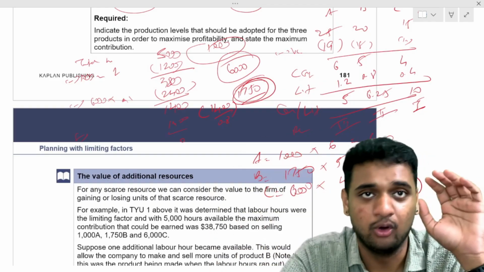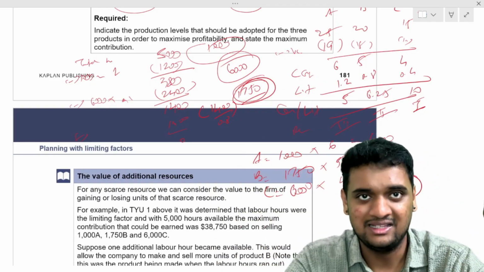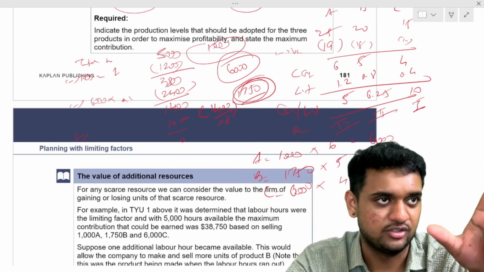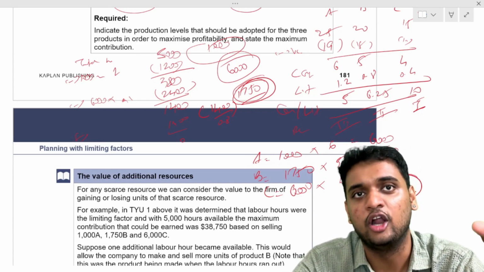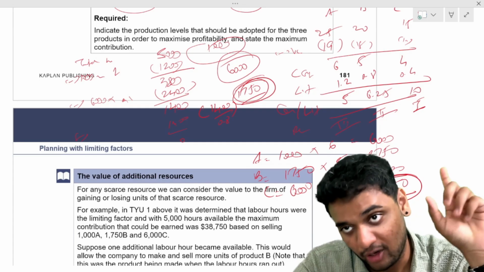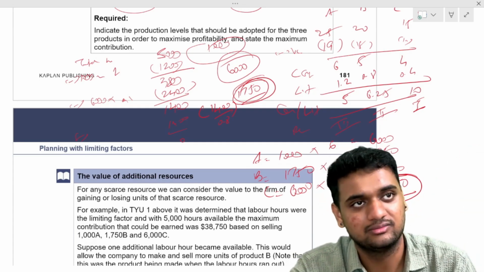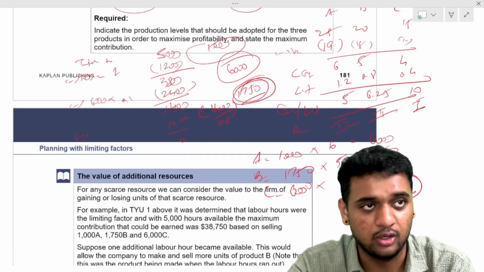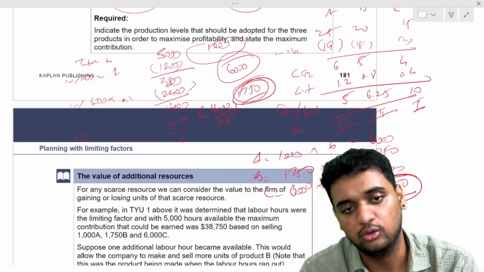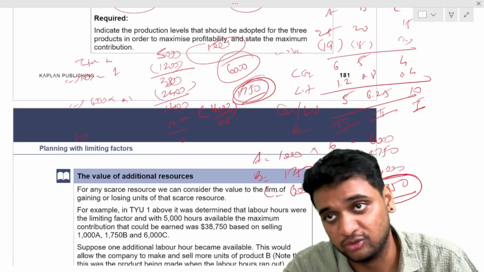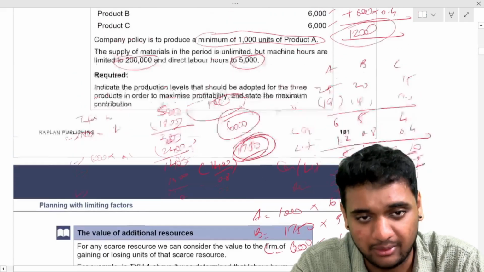What is the process we follow? Sales minus variable cost, you will get the contribution per unit, divided by the limiting factor, you will get contribution per limiting factor. For that, first you have to find what the limiting factor is, and then do this process, then rank the products, produce accordingly, and then find out the maximum contribution from those products. Understood all of you? I will give you 5 minutes to do this question.